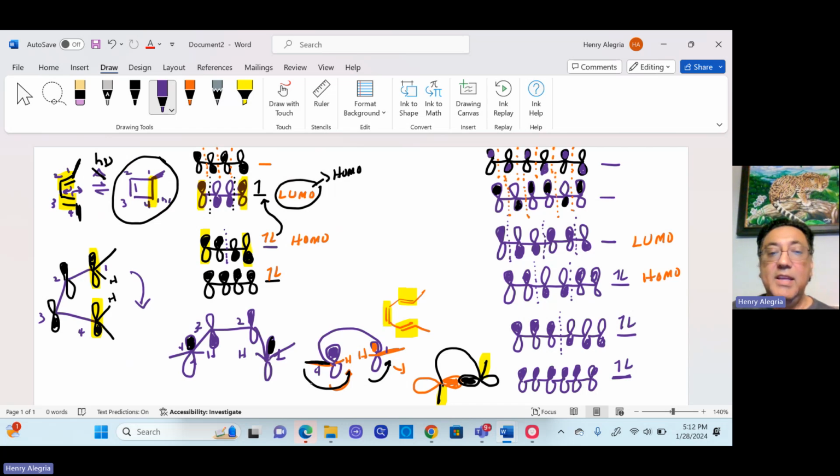One quick thing before I do this one. Notice that here I rotated counterclockwise and here I rotated counterclockwise. When I rotate both of them clockwise or both of them counterclockwise, we say that we've rotated in a conrotatory fashion. So that was conrotatory when we did it under heat. Now let's do this one.